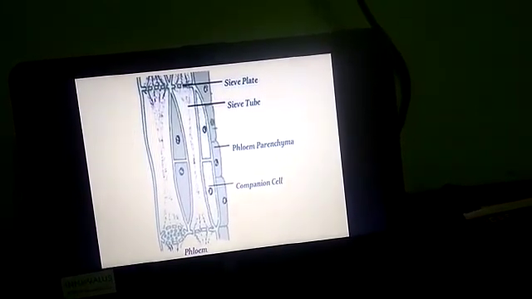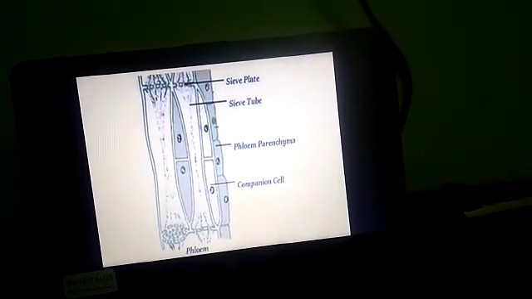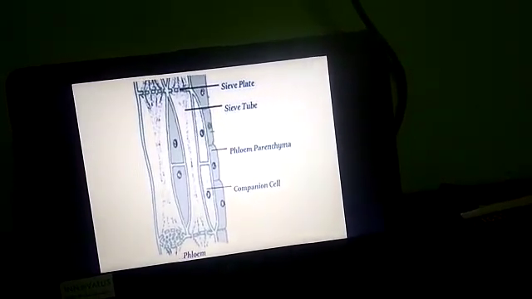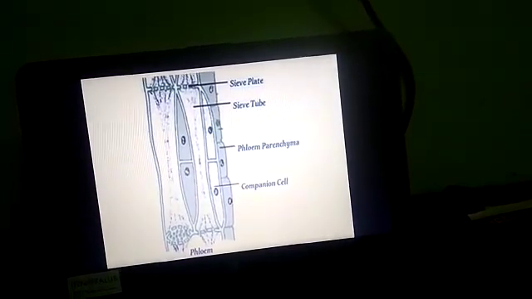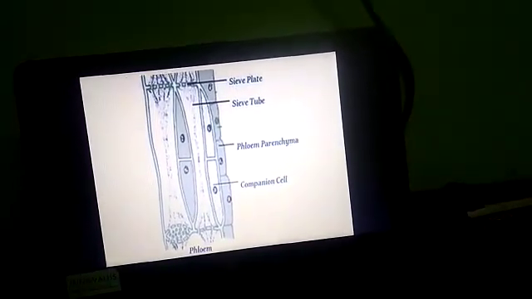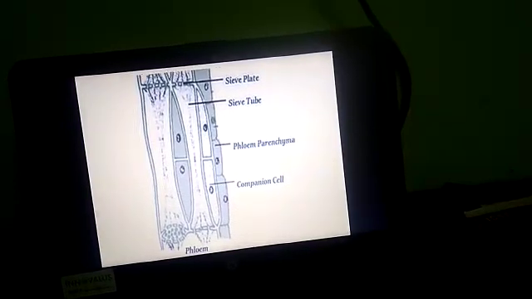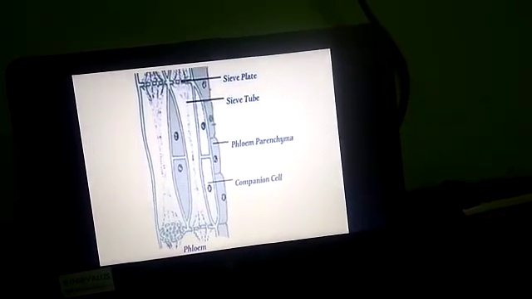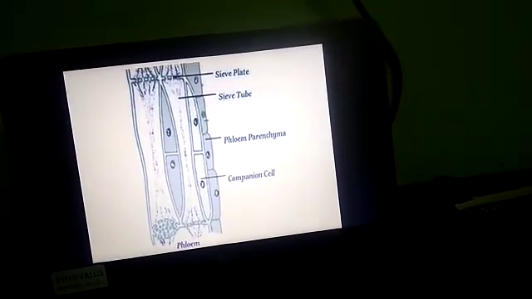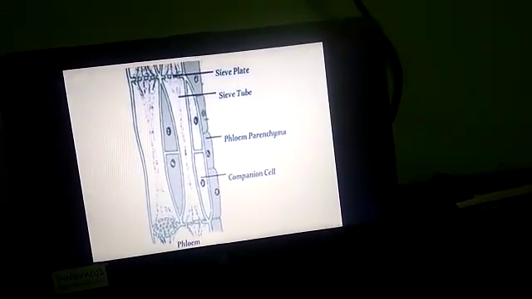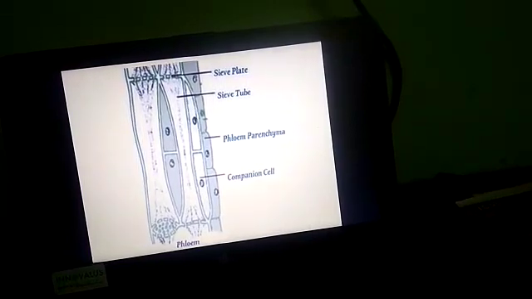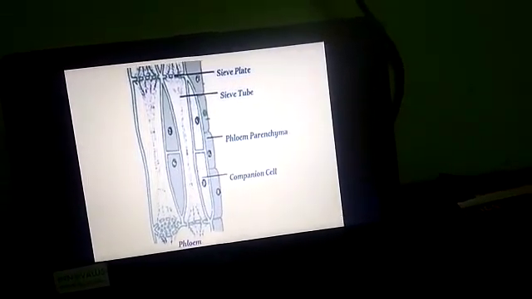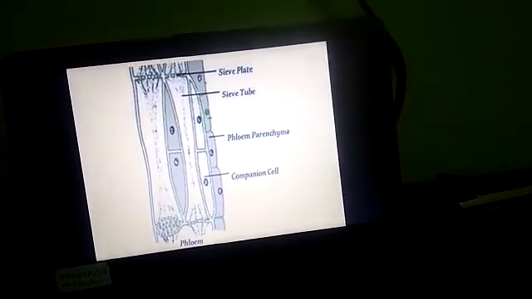And next is phloem parenchyma, formed of thin walled parenchymatous cells. So where is this phloem parenchyma present? It is present in the parenchymatous cells. What is the function of these cells? These cells store food. Next, phloem fibers are dead sclerenchyma fibers formed of elongated cells, and these provide mechanical strength and support to the plant.